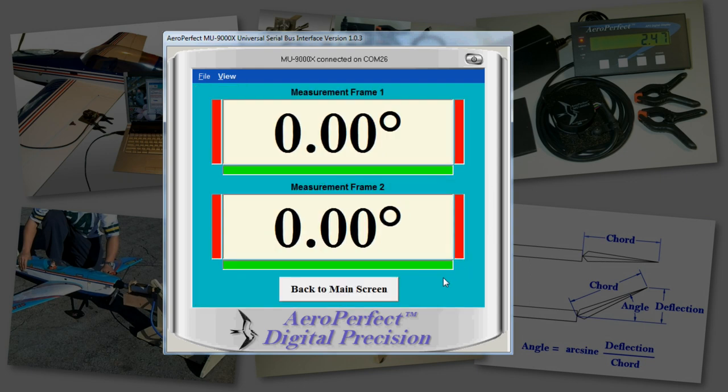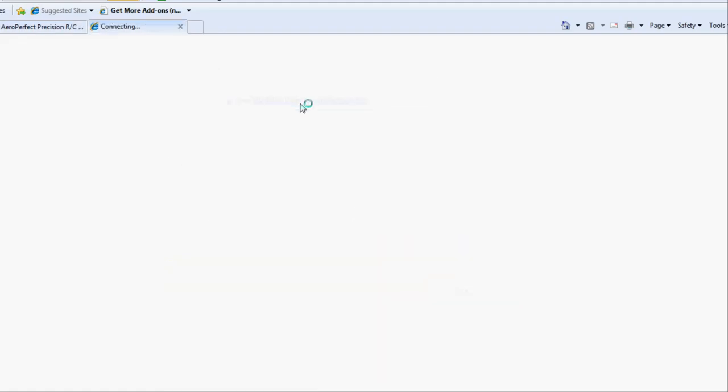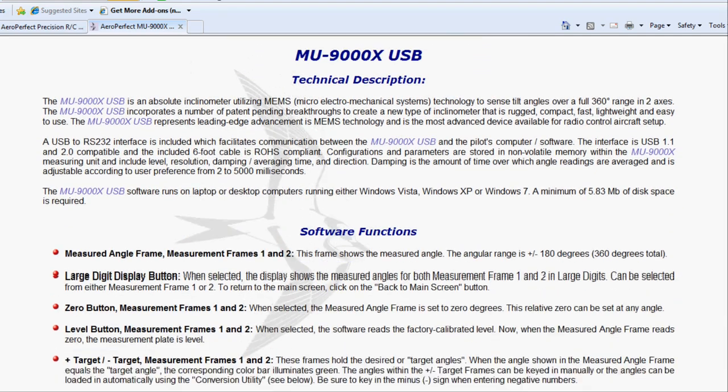From within the View menu, we can change the look of our axis graphic to make it either an airplane or device. Also within the View menu, we can select View MU-9000X Datasheet Online. This gives a detailed description of the software functions, a technical description, and unit specifications.